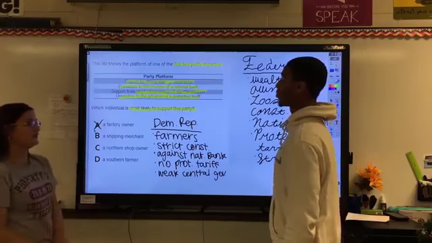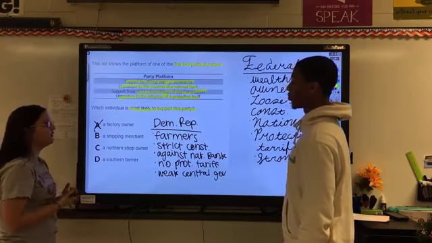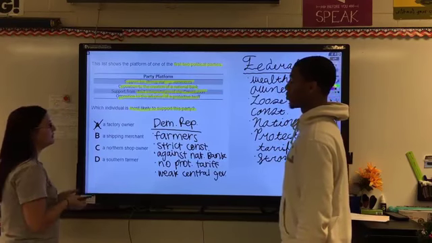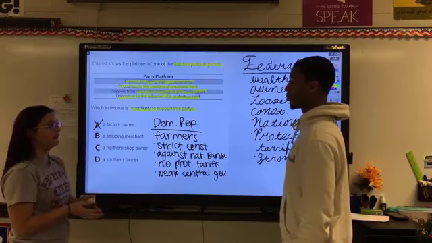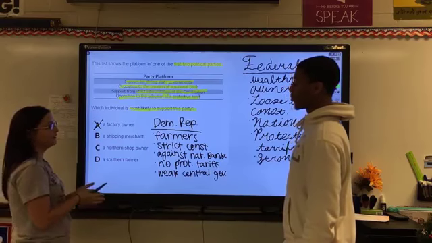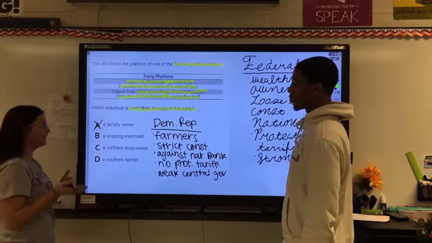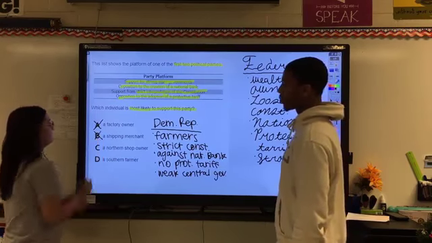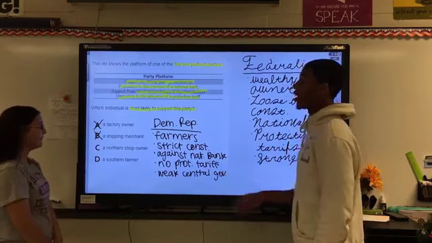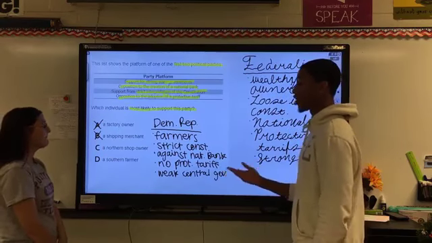B says a shipping merchant. We can look at the requirements for a Federalist and see that a shipping merchant falls under wealthy landowner. But if we look at Democratic Republicans, they don't fall under the farmers, so we know automatically this answer is wrong. Like answer choice A, answer choice C says a northern shop owner.